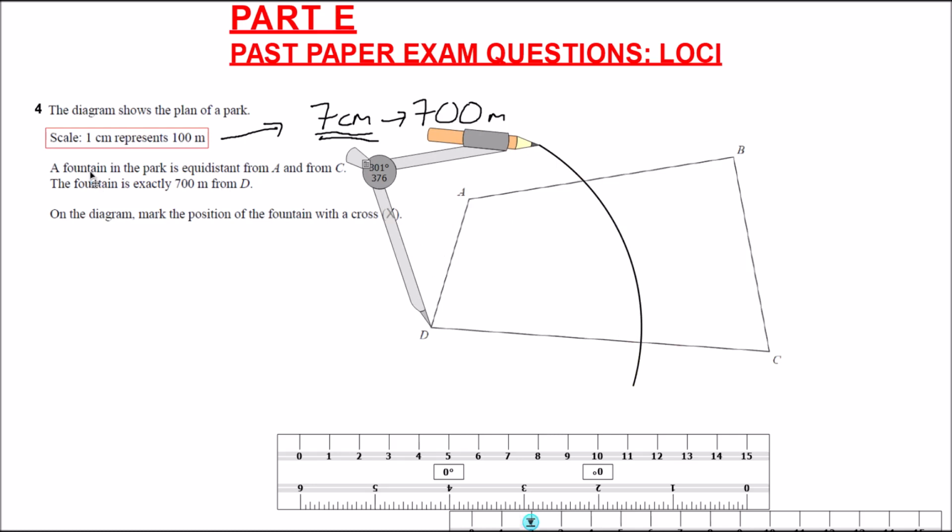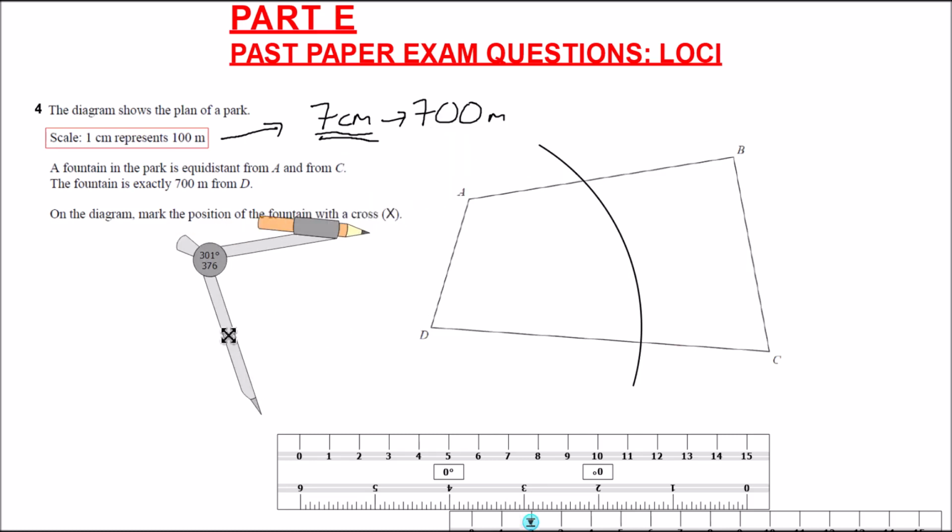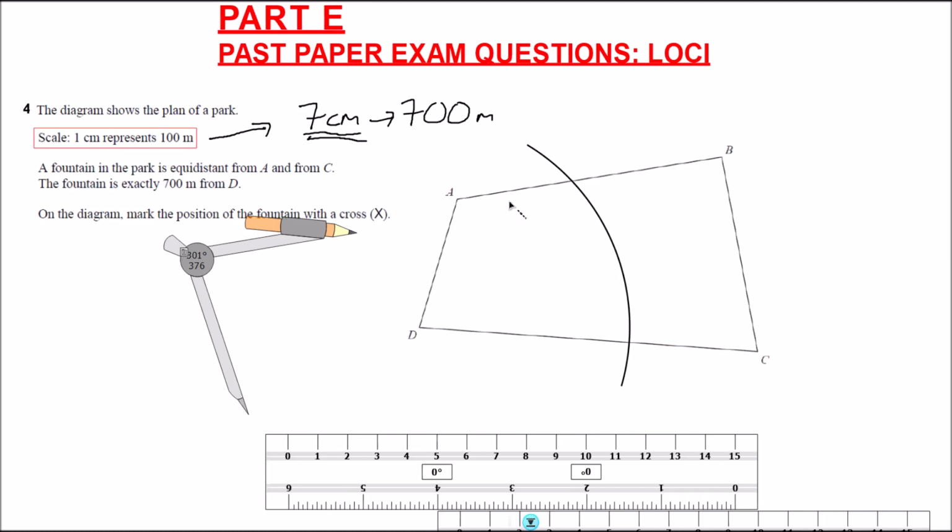We're also told that the park wants to have a fountain which is an equal distance from points A and C. Now, to do a line which is equal distance from 2 points, what we need there is the perpendicular bisector of the line between those points. So between A and C, we want to work out the perpendicular bisector of that one line.